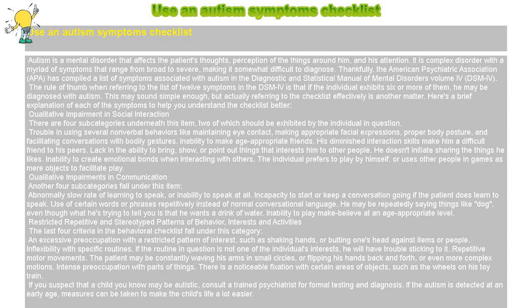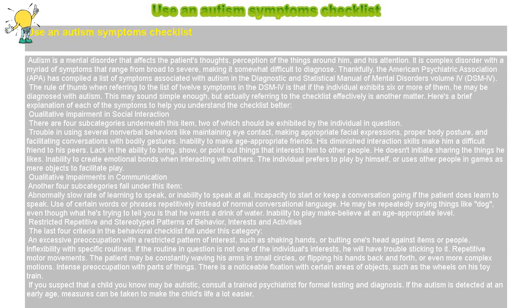Trouble in using several nonverbal behaviors like maintaining eye contact, making appropriate facial expressions, proper body posture, and facilitating conversations with bodily gestures. Inability to make age-appropriate friends. His diminished interaction skills make him a difficult friend to his peers.